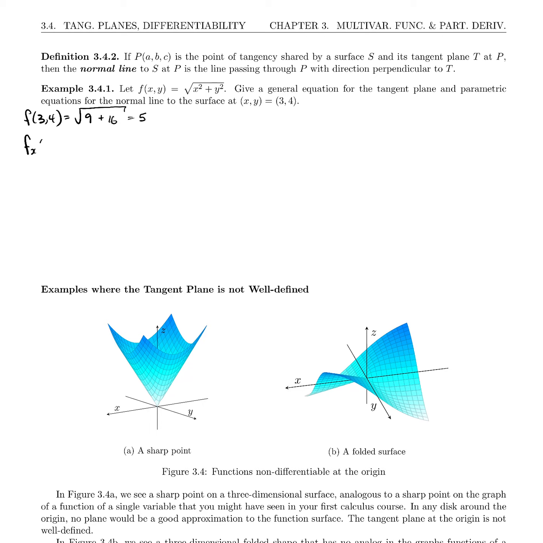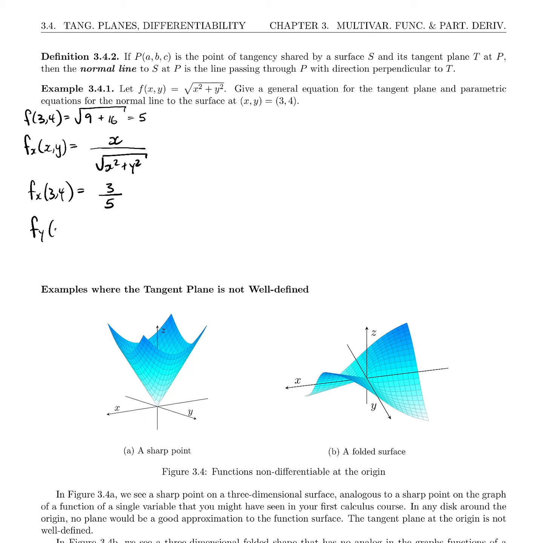f sub x, the partial with respect to x, we're going to use the chain rule, so 1 over 2 times the square root of x squared plus y squared, times the derivative of the inside with respect to x, which is going to give me 2x, and so the 2's here and here cancel out. I'm going to need f sub x at (3, 4). If I plug that in, x is 3. The bottom is still going to give me the square root of 25, which is 5.